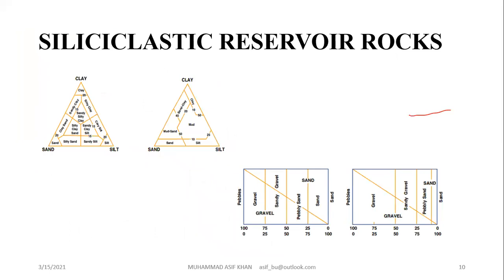Then we have different classification schemes for siliciclastic reservoir rocks. If you have lab analysis or some of the framework mineralogy of any reservoir, then you can use a number of classifications that are available, like Dott's classification, we have Pettijohn, Folk, and different cross plots. You can just punch your data on these ternary diagrams, and you can come up with so much useful information about the reservoir.